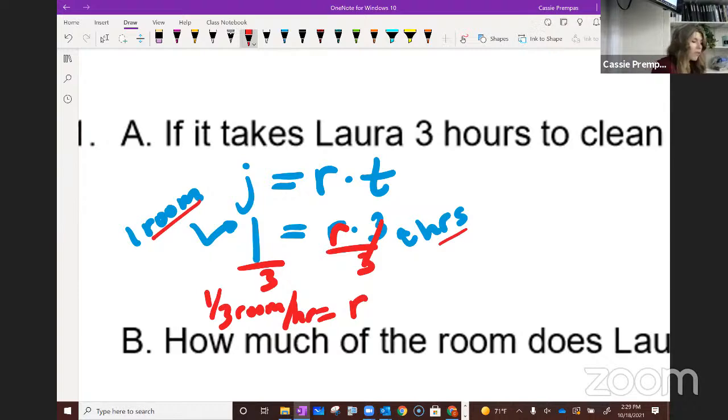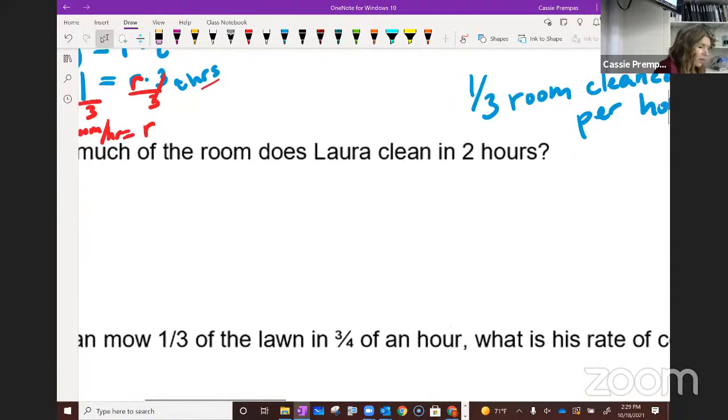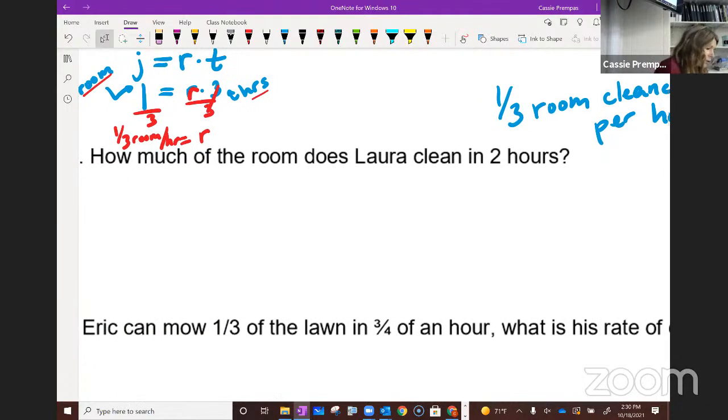Now, some of us just thought through it and said, well, if it takes her 3 whole hours, then she can do 1/3 of the room per hour. That's great. But we do have to be able to solve for someone's rate to be able to determine how long it will take them to complete a job. So now let's take that information and use it to solve for letter B. How much of the room does Laura then clean in 2 hours? What would be the answer?